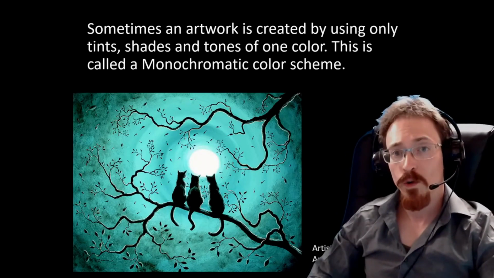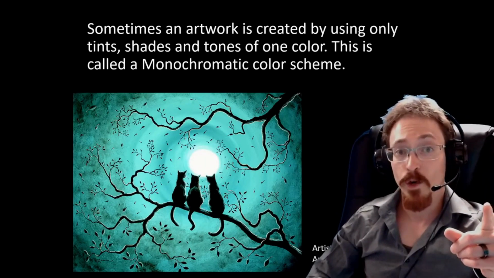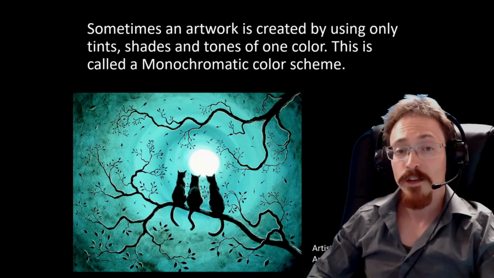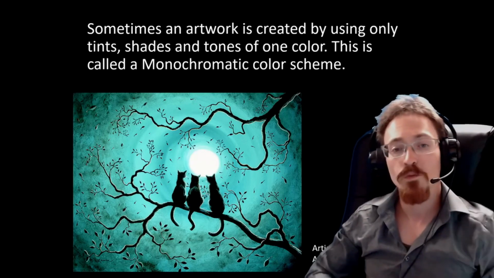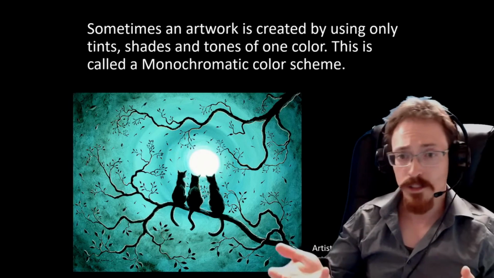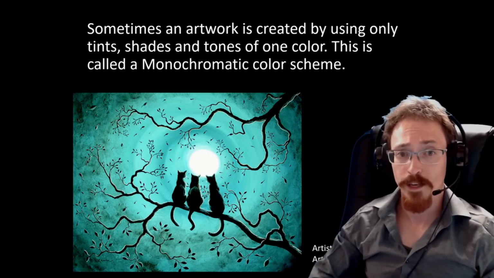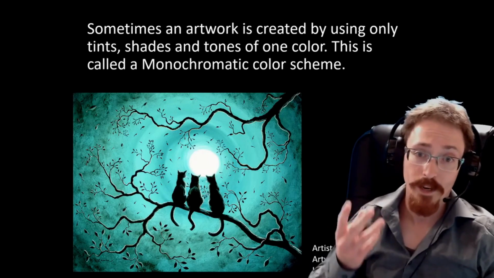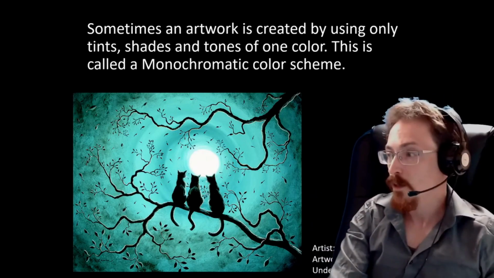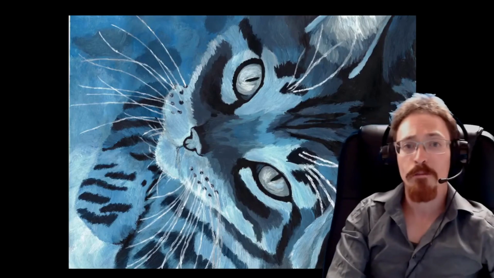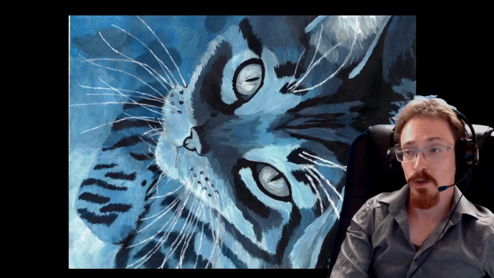Now, there are artworks, which I do cover with my Art 3 class and my Art 4 class, that are made up of strictly one color with just tints and shades in it, and that is called something that is monochromatic. Well, mono means one and chromatic means color, so one color. And this is another example of a monochromatic color scheme artwork.